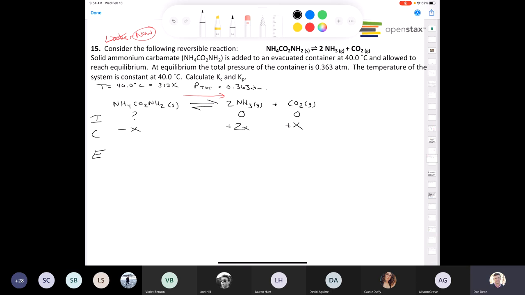I see Joel put up an answer. Joel, I think your answer is right. Joel, can you tell us why you put zero for the pressure of the solid ammonium carbamate? Is it just because it's solid? Yeah, solids don't have a pressure, right? Solids do not have a pressure. So that means there's going to be no pressure here.